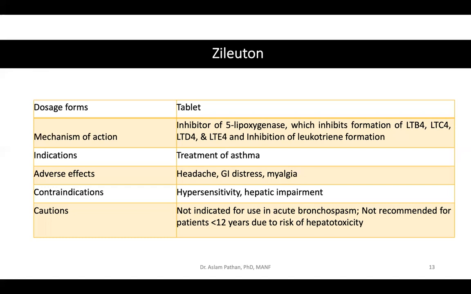Contraindications include hypersensitivity and hepatic impairment. Cautions: not indicated for use in acute bronchospasm, and not recommended for patients less than 12 years due to risk of hepatotoxicity.